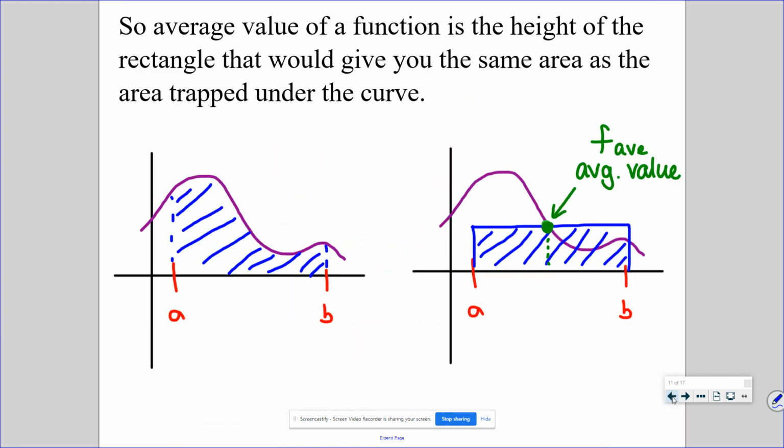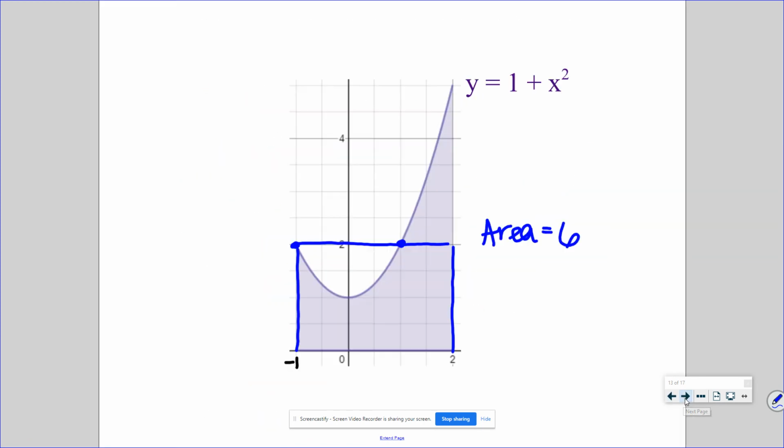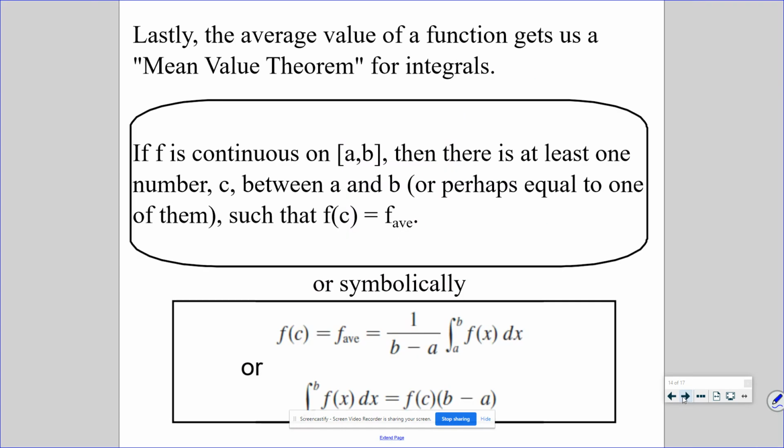Okay, so average value on its own tells you a y coordinate. The mean value theorem for integrals, basically applying mean value theorem to this average value situation, gives you the x coordinate. So this gives you the x value where the average value exists.